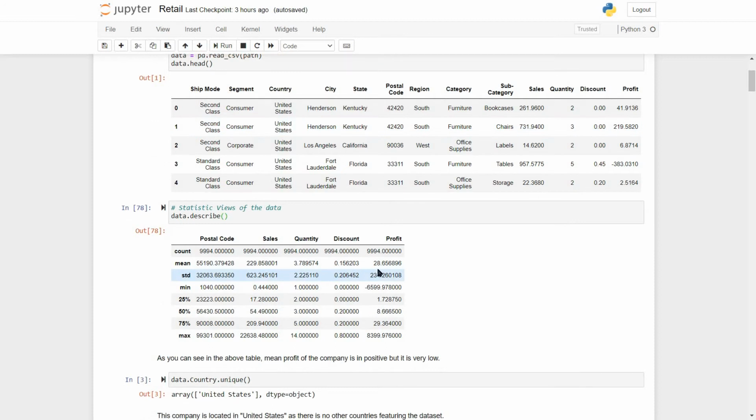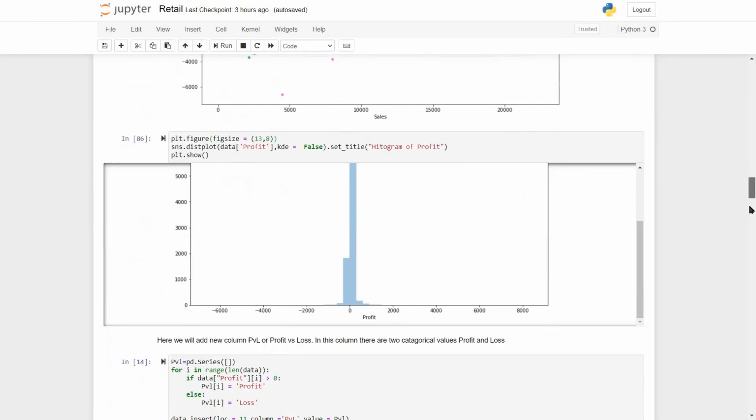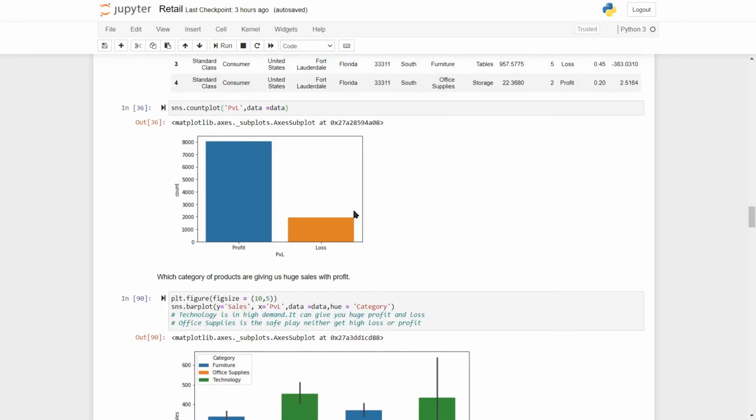So you can see that the mean profit is 28. It's not much. There are much higher profits plus much higher losses, but the company somehow manages not to go into bankruptcy. So my point over here is that only this much loss is cutting down most of the profit of the company.